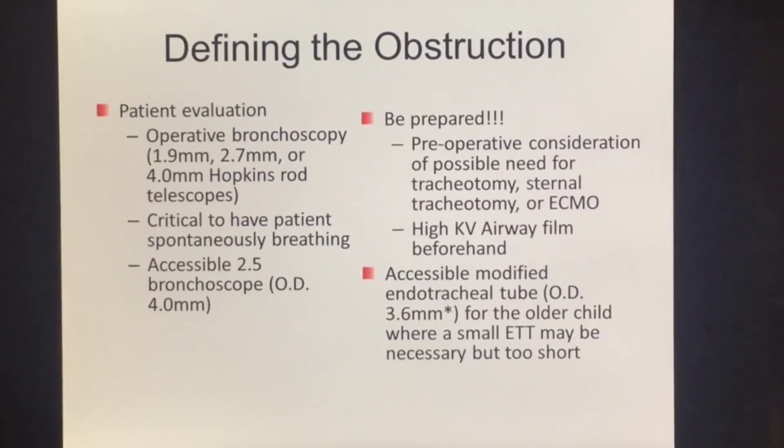In evaluating the patient, operative bronchoscopy is performed with various telescopes, and it's very critical to have the patient spontaneously breathing during this time. You can also be prepared for the event of an airway emergency, and I'll show you on the next slide how. You need to have spoken to the patient, or the patient and the parents possibly, about the need for tracheostomy, for sternal trach, or for ECMO. It's also helpful to have imaging beforehand.